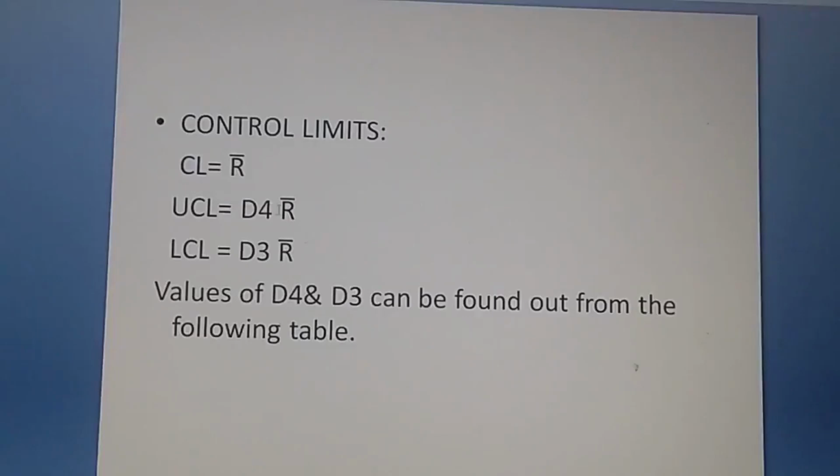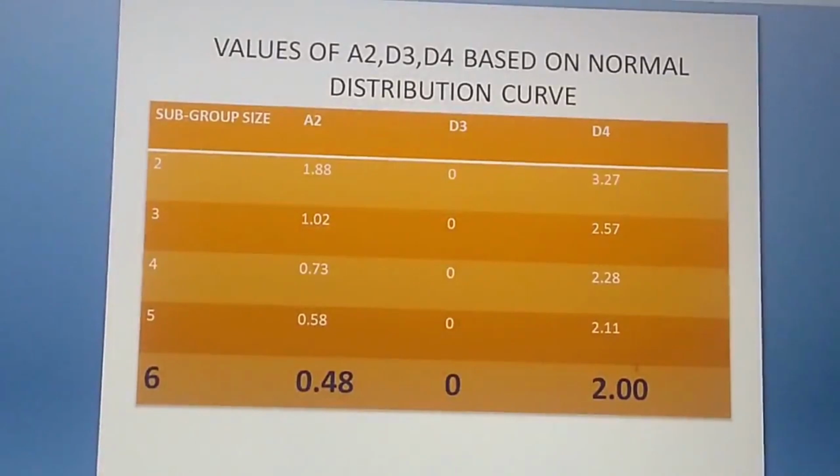The upper control limit is equal to D4 into R bar, the center line is equal to R bar, and the lower control limit is equal to D3 into R bar. The values of D4 and D3 are constants and are found from the table that is based on the normal distribution curve. I have highlighted here in this color in the last row, that is for the subgroup size of 6, the A2 value is equal to 0.48, the D3 value is 0, and the D4 value is 2.0.